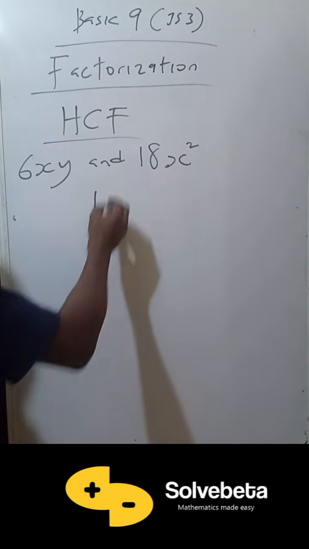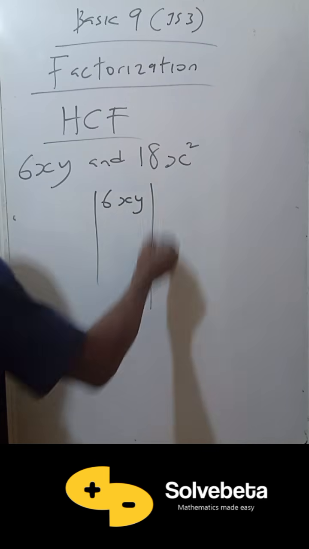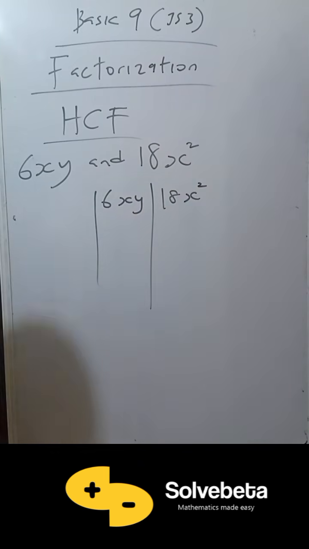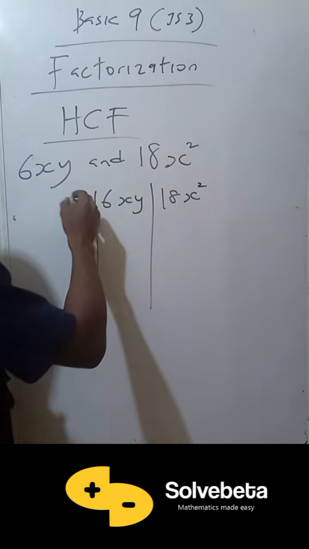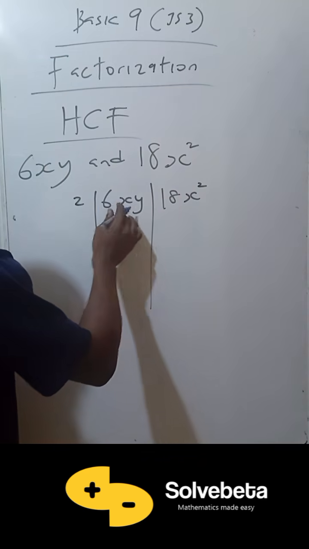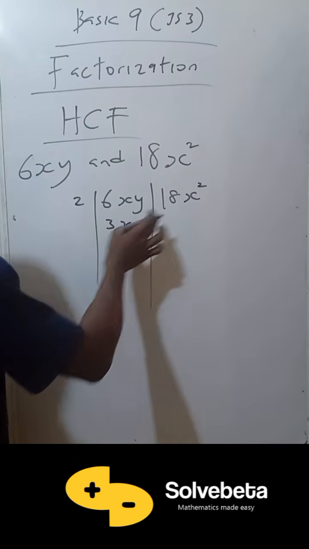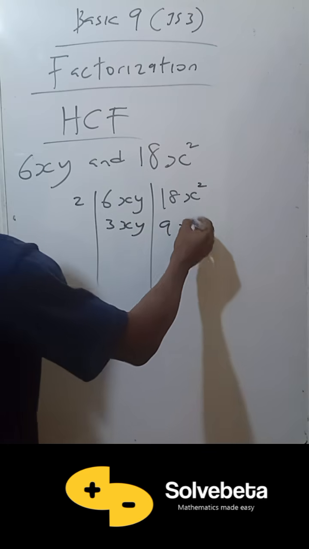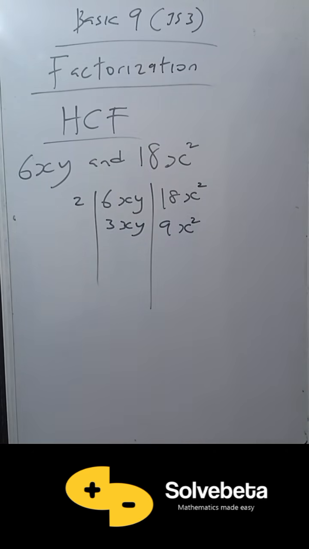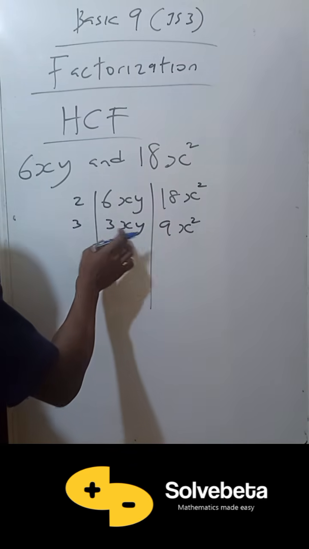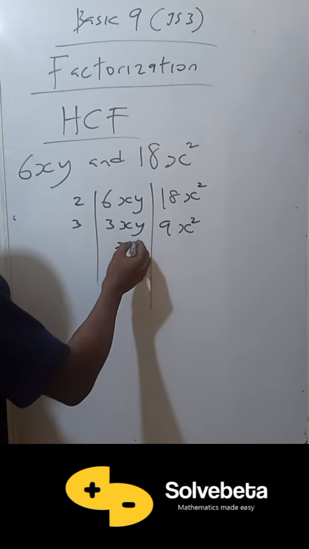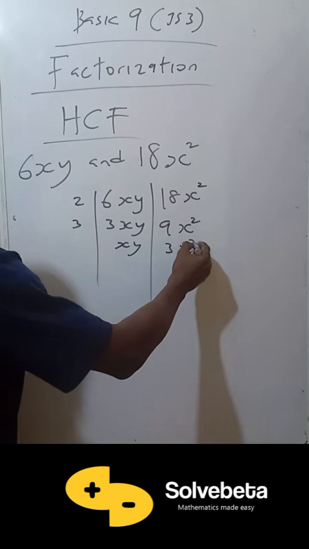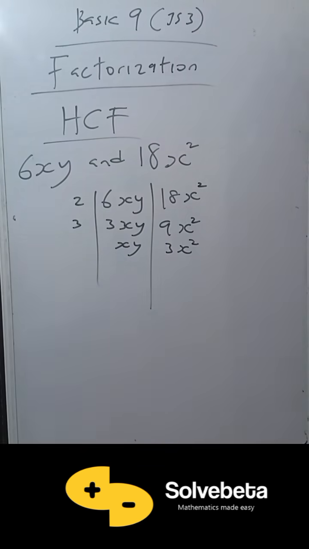Find the HCF of 6xy and 18x squared. To find the HCF, let's deal with the numbers first. Let's divide by 2. 6 divided by 2 is 3, 3xy, write the xy. 18 divided by 2 is 9, 9x squared. What else can divide this? 3 can divide this. 3xy divided by 3 is xy. You have 3x squared. Is there any other number that can divide it? No.